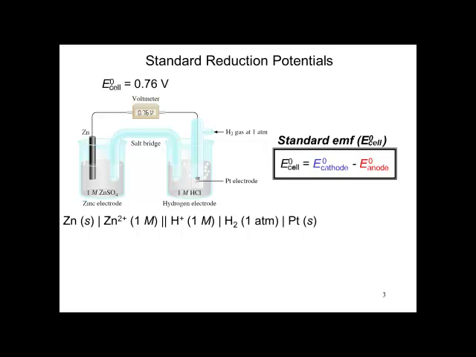Again, here is the cell diagram. E0 of the cell equals E0 H+/H2, that's the hydrogen electrode, minus E0 zinc 2+/zinc. The measured voltage is 0.76 volts. We assign 0 to hydrogen, so that means that the E0 for zinc 2+/zinc is a negative 0.76 volts. This is a standard reduction potential.